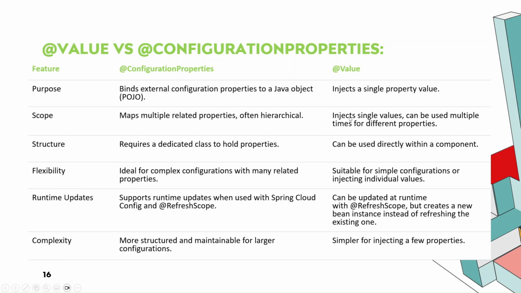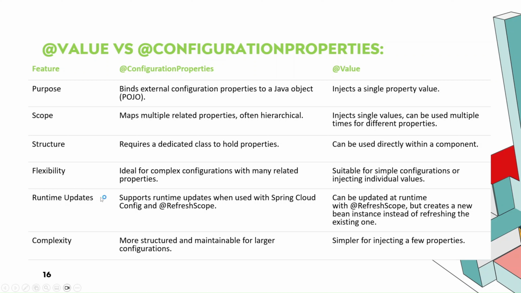So scope: value injects single values, which can be used multiple times in different properties. Here, if you see, it maps multiple related properties, often in a hierarchical structure. So basically we will have a class here. With value, we will not have a class; we use that variable directly in a component. And flexibility: this is simple, straight away, for a simple configuration you can use it. This is complex compared to this. This is a little bit more complicated. But this is simple. This is complicated.